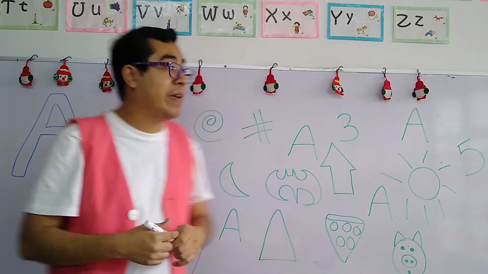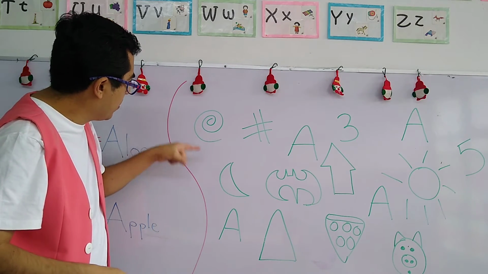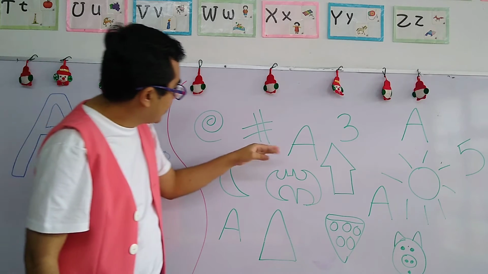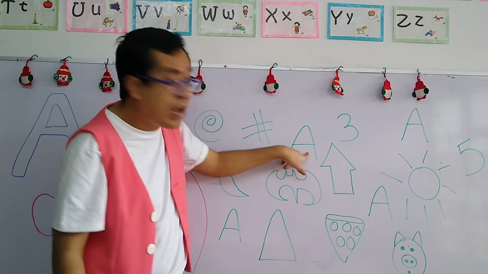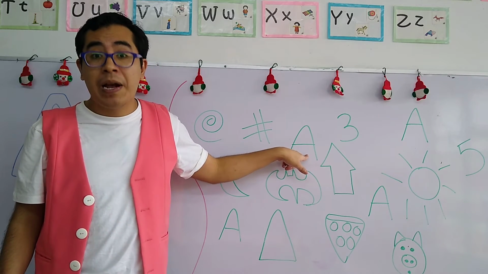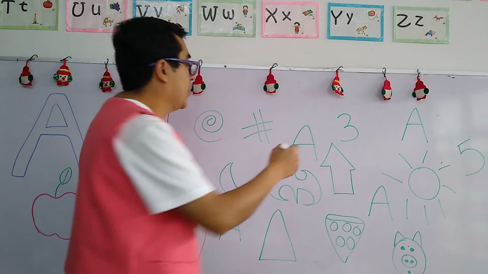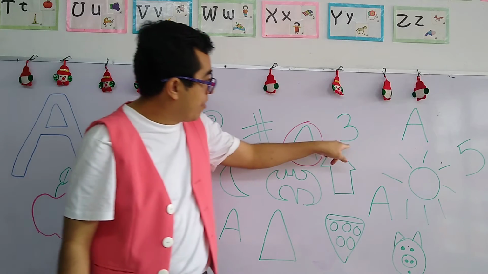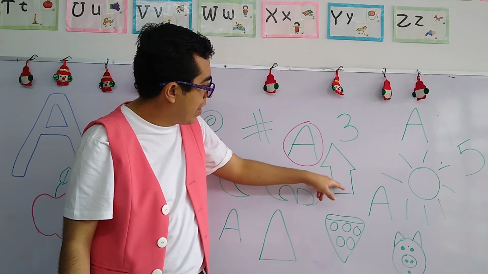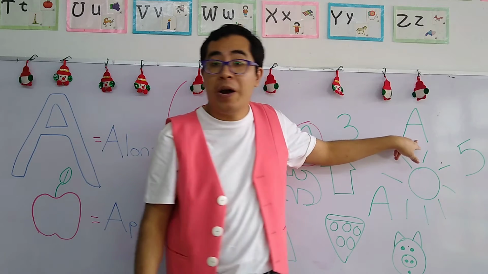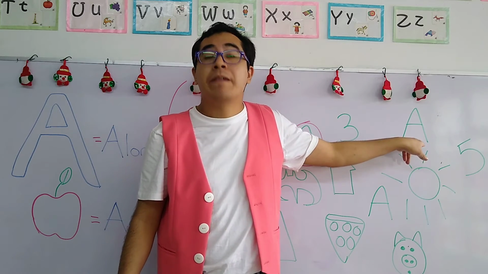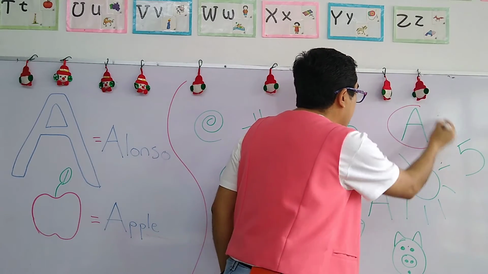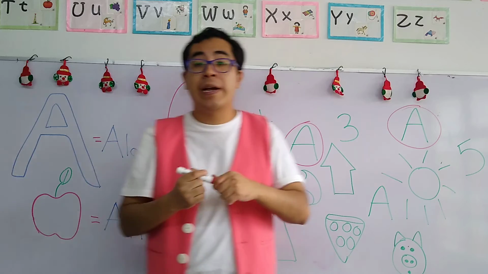So let's begin. Okay, capital A, where is it? This is a spiral. Okay, this is a hashtag. This is not, here it is. Is it capital A? Yes, it is. So let's circle it. Let's continue looking for it. Here we have a number 3, no, one arrow. What about this one? Is it capital A? Yes, it is. So let's circle it. Let's continue looking for capital A's.